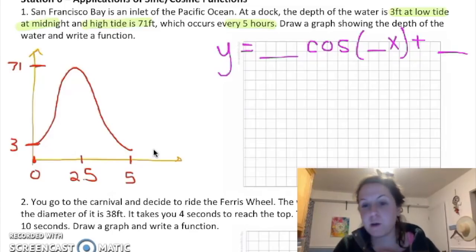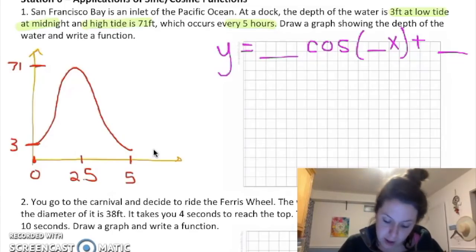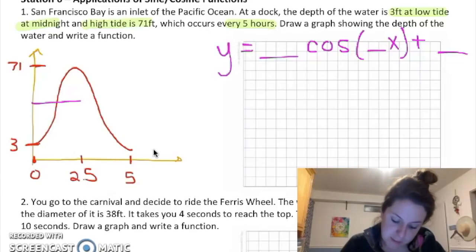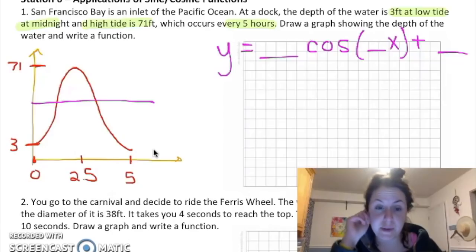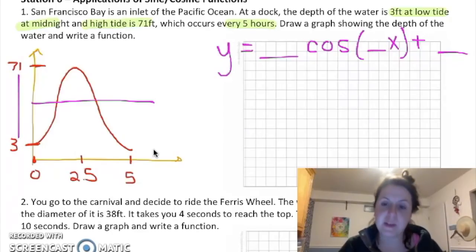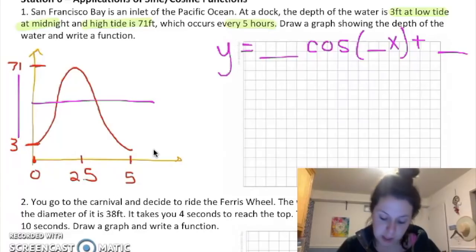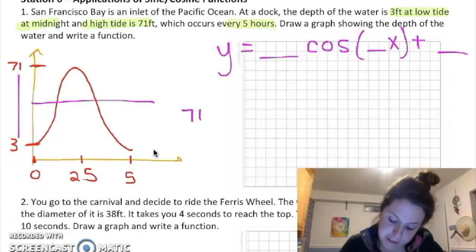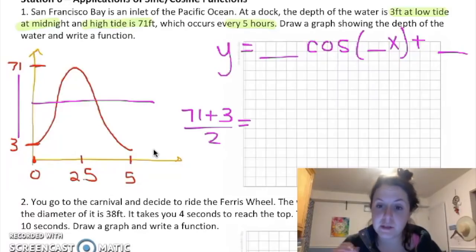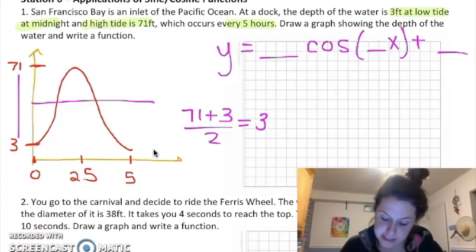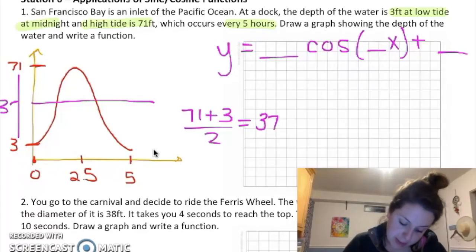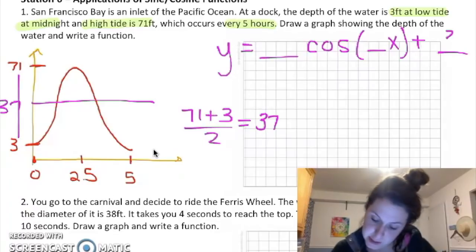So let's start with what we know. We know that that's our min and that's our max. If I want to find the midline, there are 2 ways you can do it. You can find the distance between those, divide it by 2, and then add or subtract from the bottom, or you can average them, and that will also give you your midline. So 74 over 2 is 37. So your midline here would be at 37.